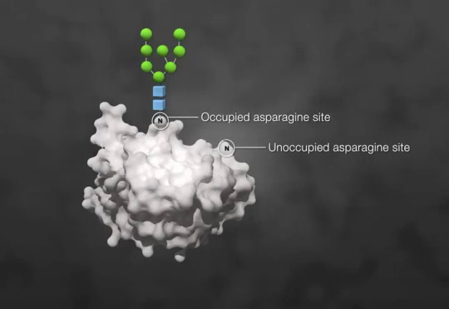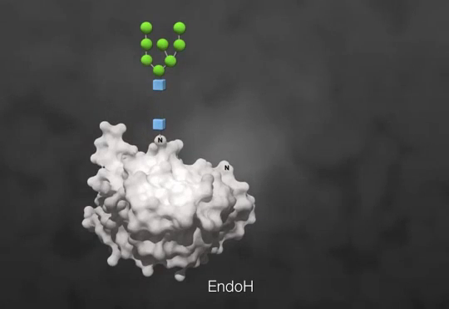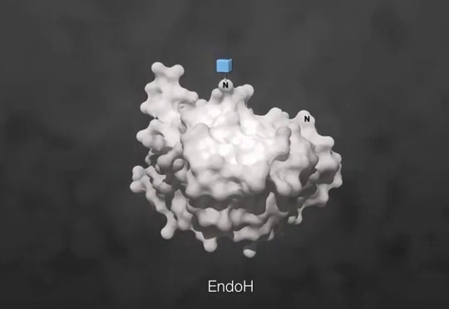Some asparagine consensus sites carry a glycan molecule, and others are free of glycans. This property of glycoproteins is called occupancy. Protein occupancy is a dynamic feature and can change to modulate protein function. Using glycosidases like EndoH that cleave between the two GlcNAc residues can help to determine occupancy in glycoproteins.